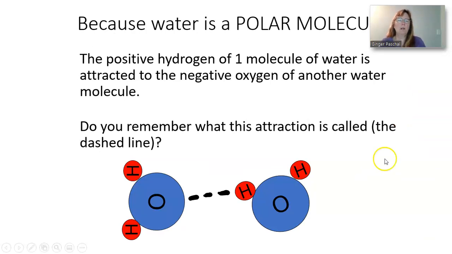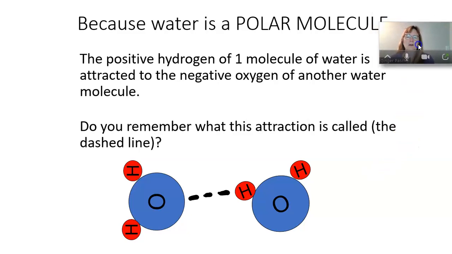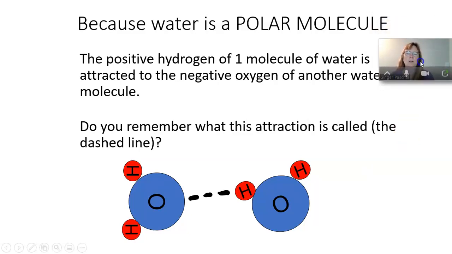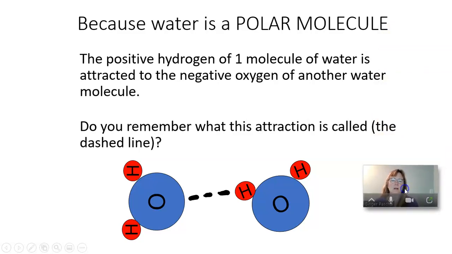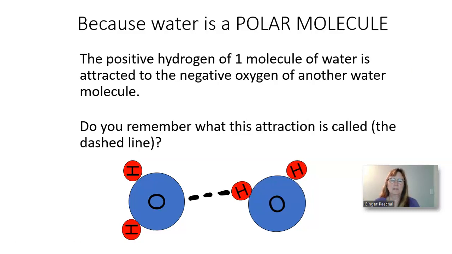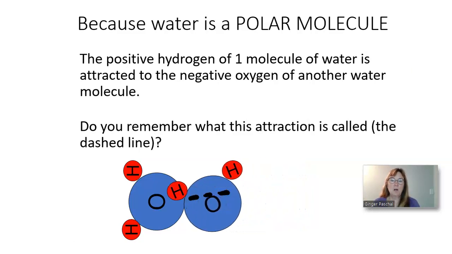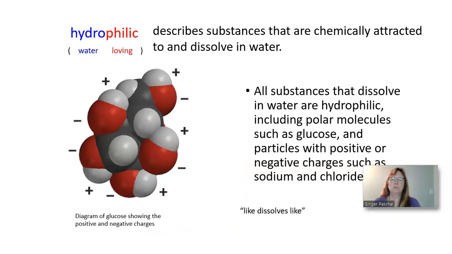Because water is a polar molecule, the positive hydrogen of one molecule of water is attracted to the negative oxygen of another water molecule. So this hydrogen in this molecule is attracted to the oxygen in this other molecule. We represent this by a dashed line like you see here. Do you remember what that type of attraction is called? See if you can remember. That attraction is called a hydrogen bond. That's the attraction between two separate but oppositely charged parts of different molecules.